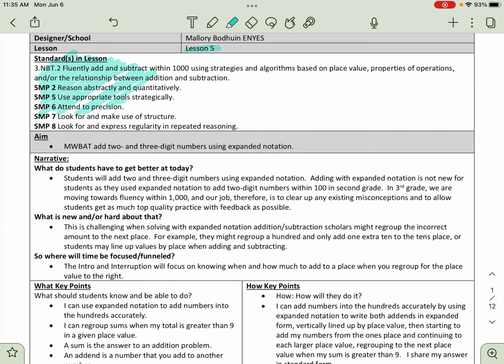It has the aim, mathematician will be able to, that's that right there, add 2 and 3 digit numbers using expanded notation. So again, we're still in the practice portion of the lesson plan where the teacher is using this to prepare. And then here, this is where it gets into detail about what they should be able to do at the end of today, what they need to accomplish. So this gives the teacher some insight into what the lesson includes, what can be difficult, and where the majority of time will be focused.